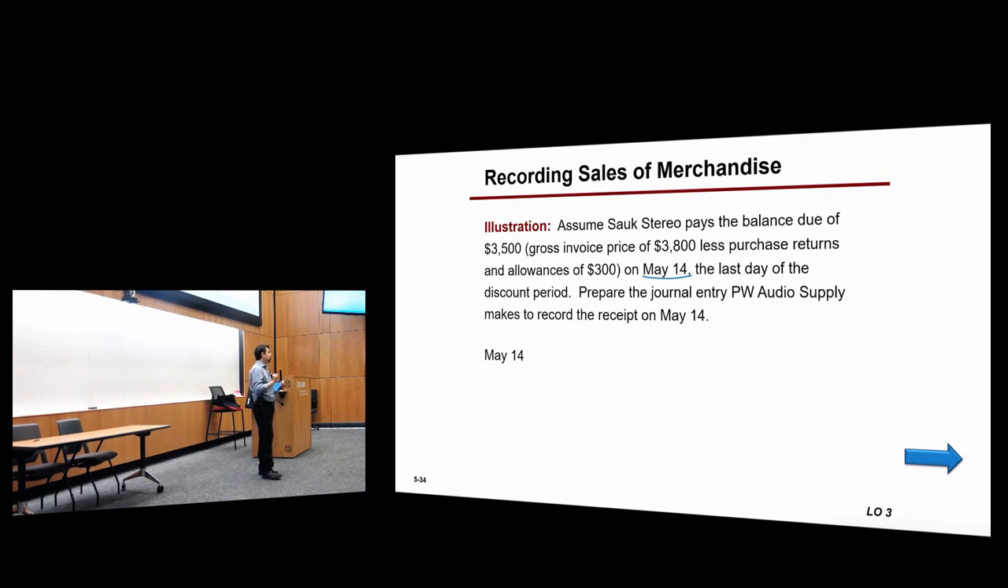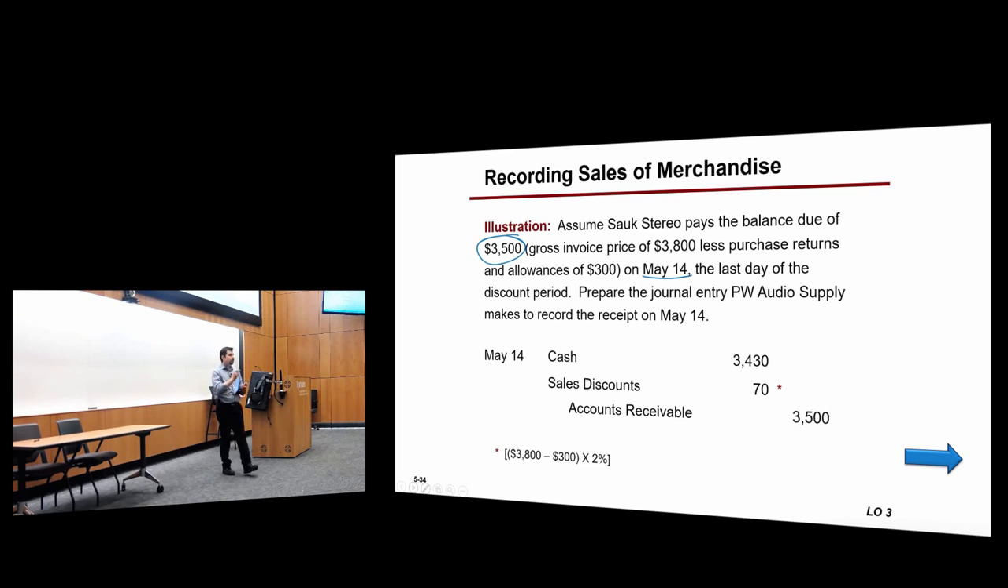Here we'll talk about the seller. One of the biggest problems in this chapter, one of the difficult things, is to distinguish between a purchase and a sale. Here we're talking about the seller. Keep looking and think about it from the seller's perspective. They received $3,500 in cash. So their cash increased. They debit cash, $3,500.